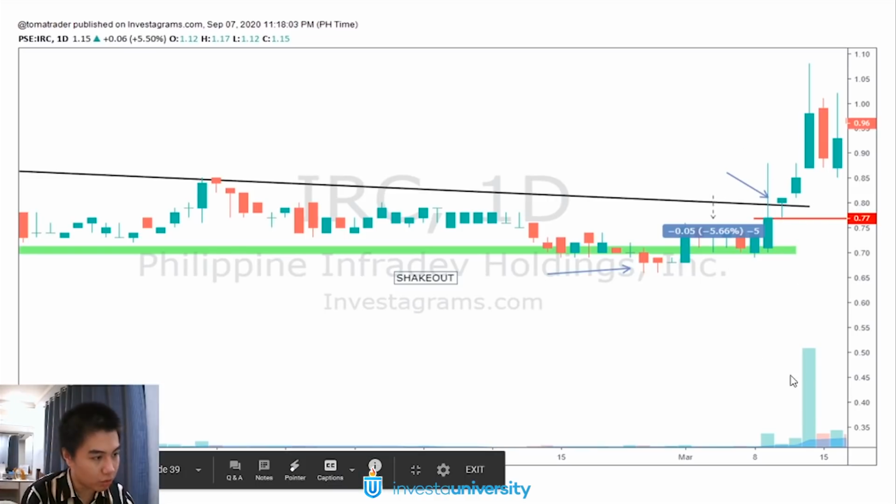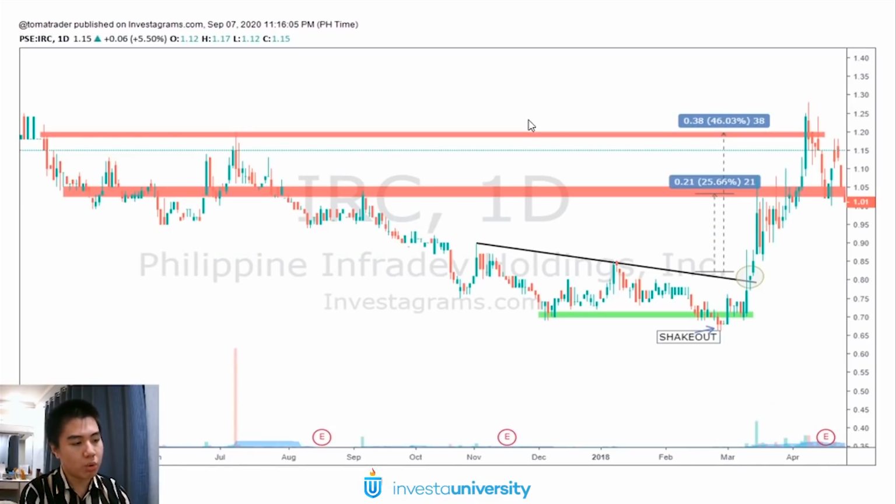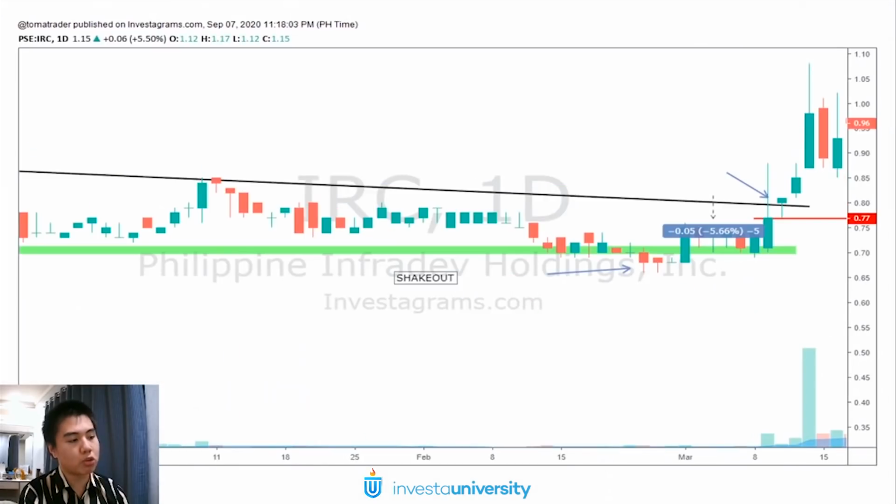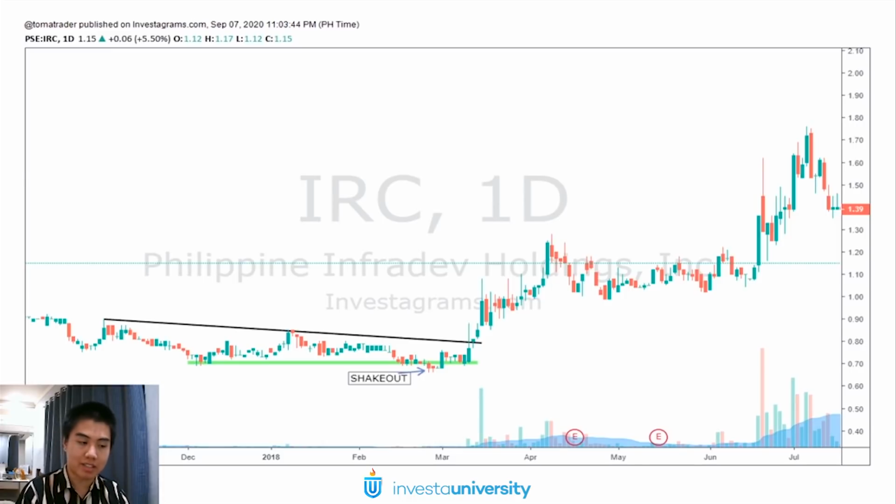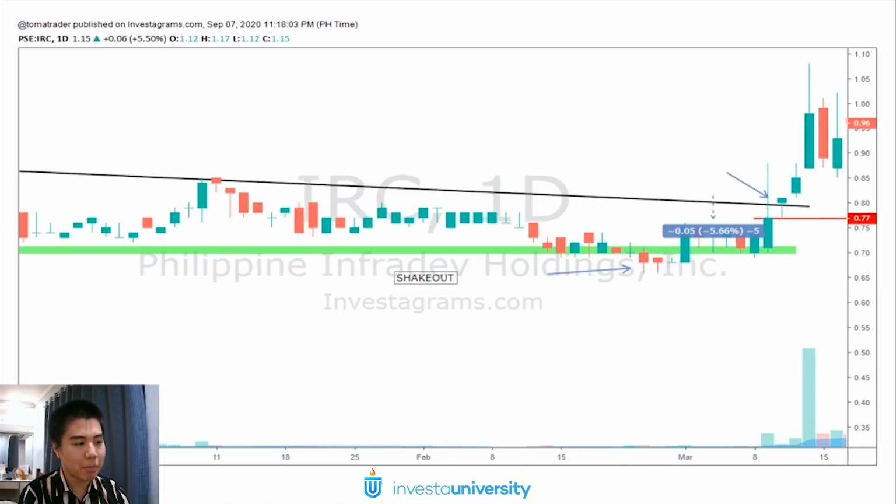And the breakout is, of course, all supported by above average volume. So that's solid. Now where would we take profit? Again, we know it reached 1.70, but that's with the benefit of hindsight. At the time, if it went from 80 cents to 1.50, that's already big. Right?